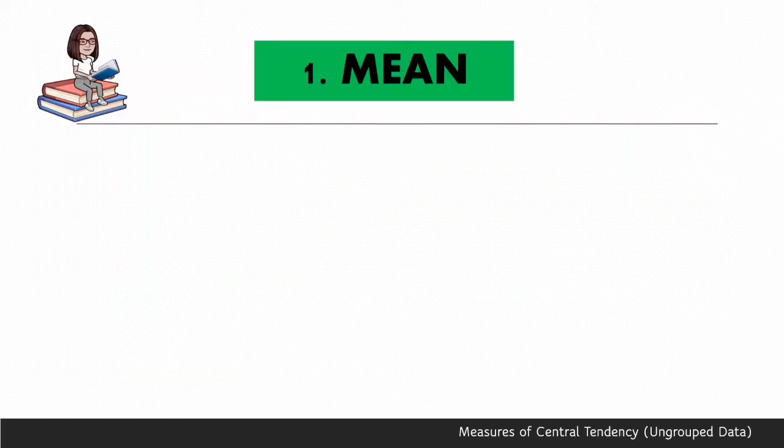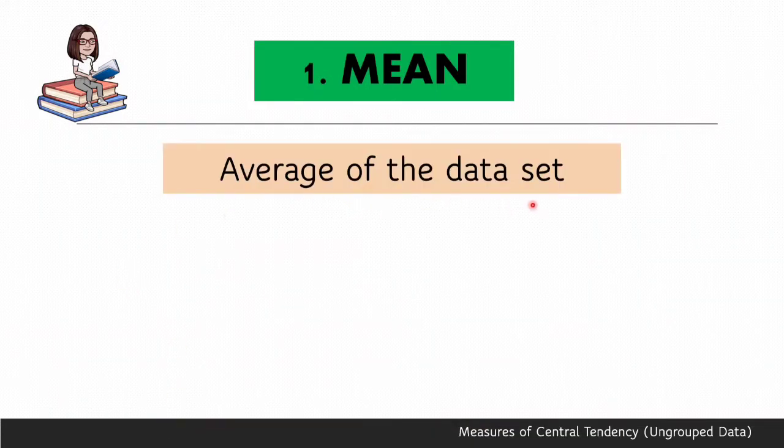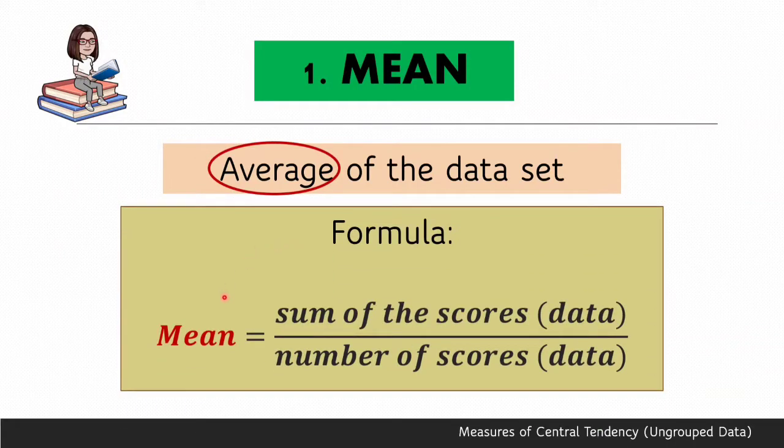Let's have the first one, which is mean. This is the average of the data set, or most popularly known as the average. Now, to get the average, we have this formula: the sum of the scores or the data divided by the number of scores or the data.